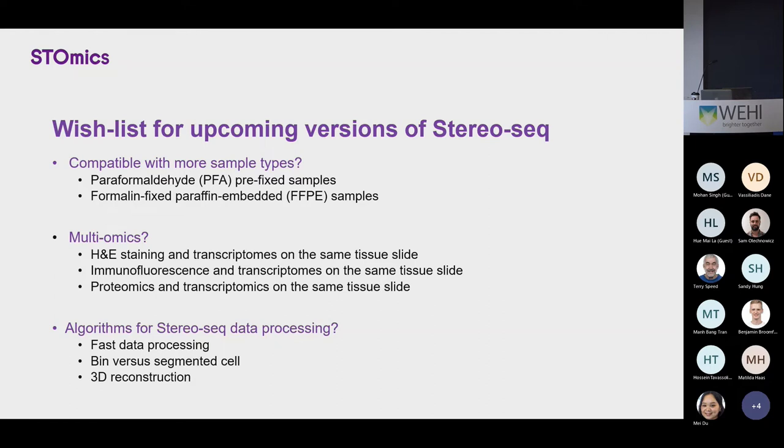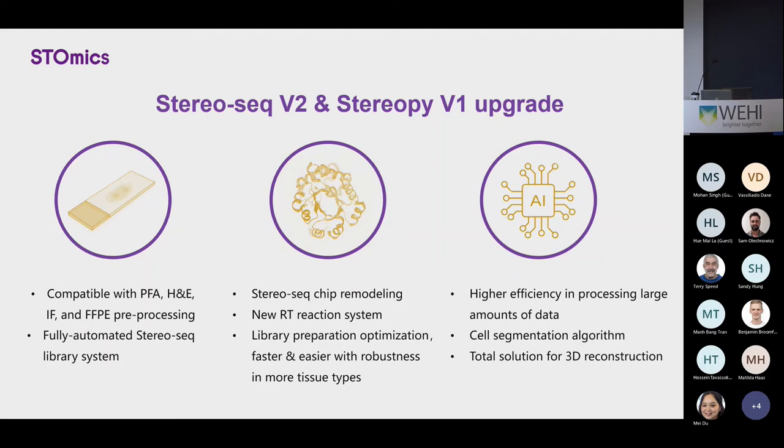And also, of course, data processing is very important, because this is a sequencing-based technology, unbiased whole transcriptome in situ, and so it generates a lot of data. Especially with multi-omics, and as we get better at capture efficiency, we really need fast data processing, and we also need easier to use workflows for cell segmentation, and also for 3D reconstruction to recreate these three-dimensional atlases. And so we call this Stereo-seq V2, and Stereopy is our Python-based toolkit, which we'll call Stereopy V1.